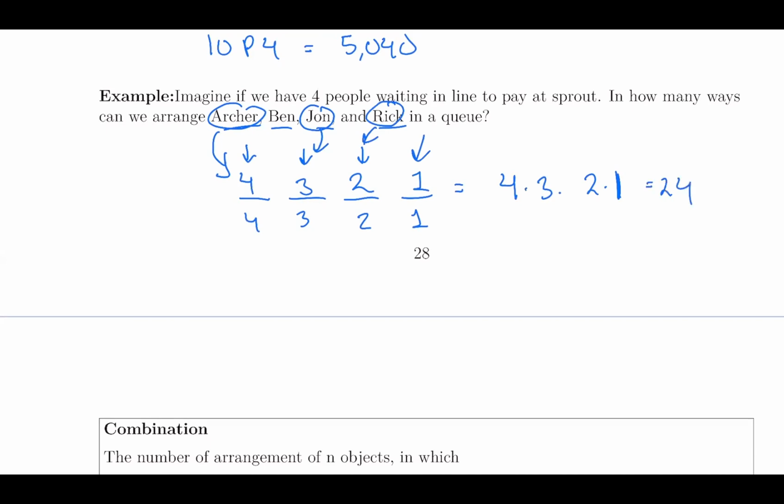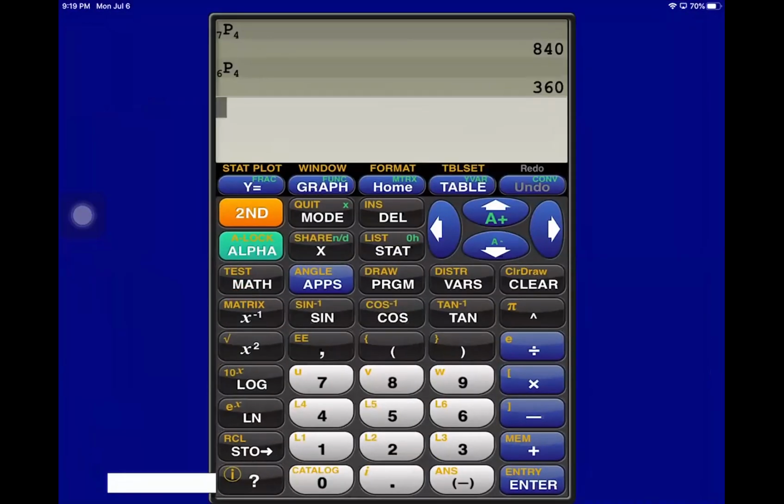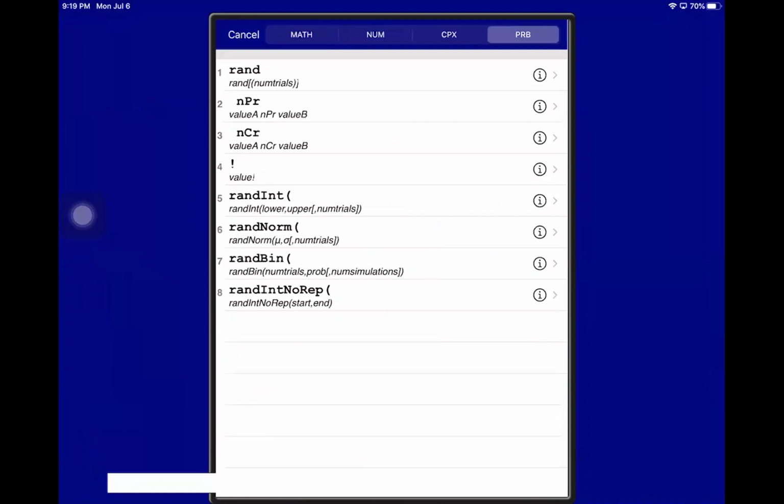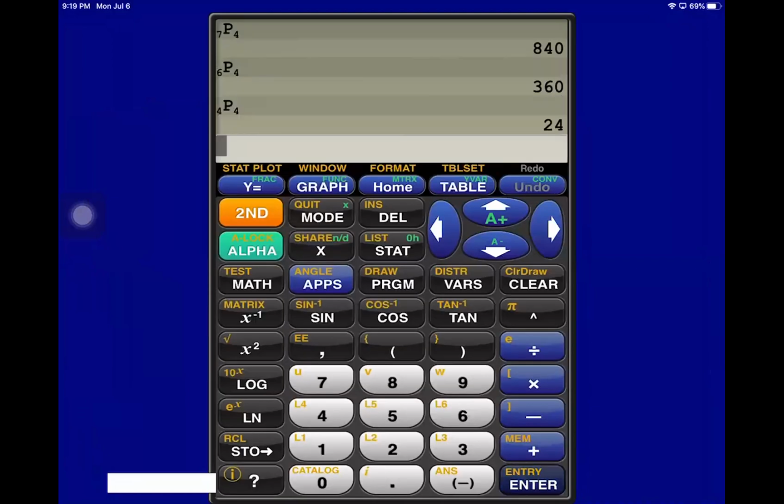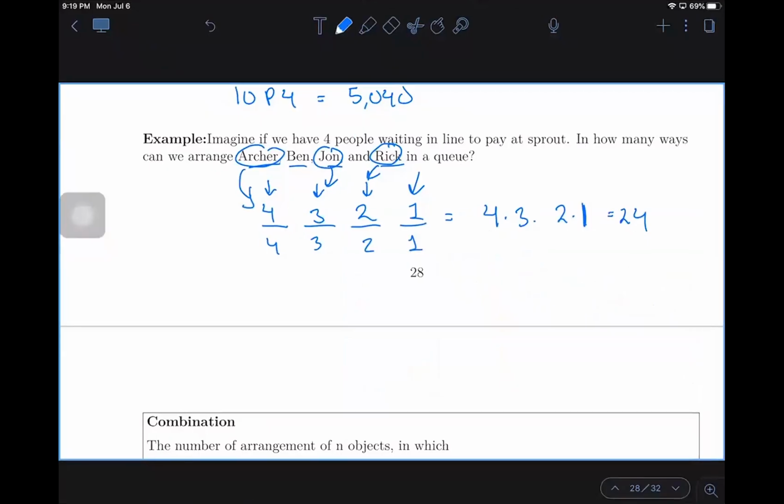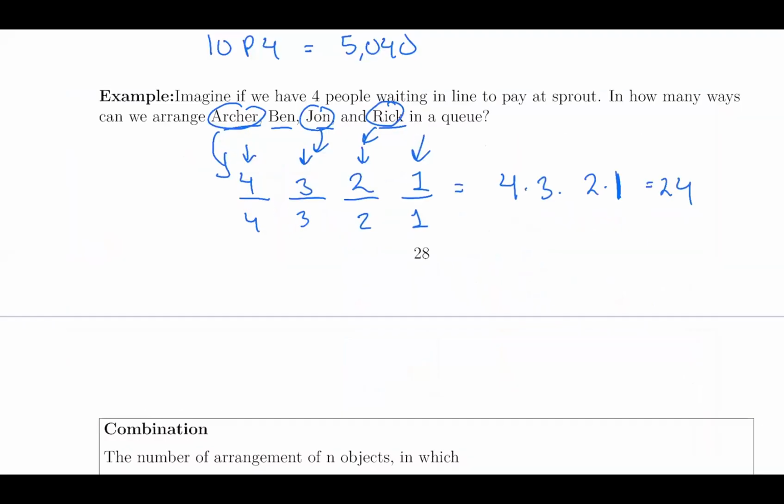Yeah, you get 24. And if you do that with your calculator, you do math, PRB, nPr 4, you get the same answer. So that's where the permutation rule is getting it from. It is saying you have one less option to fill, and that's why the order matters for that one. All right, but that's it for permutation. Everybody good for permutation?